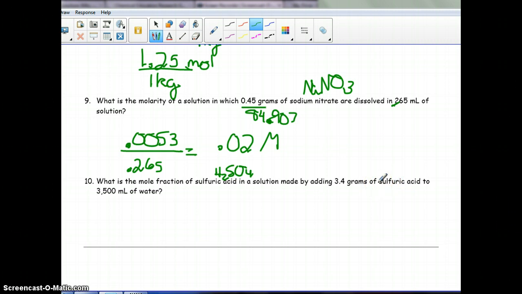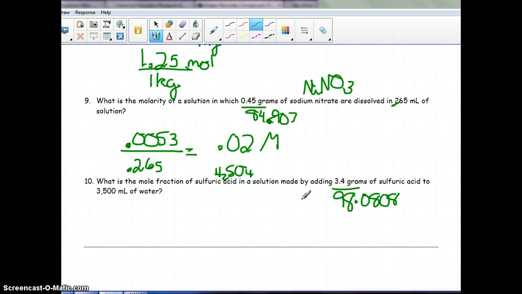Okay, and we have 3.4 grams of sulfuric acid. Got to get it to moles, so let's calculate our molar mass. So we're going to do 1.0079 times 2, that's hydrogen, plus sulfur, which is 32.065, plus 16 times 4 for oxygen. So 98.0808 is the molar mass. So we're going to divide here, and that's going to give us our moles.